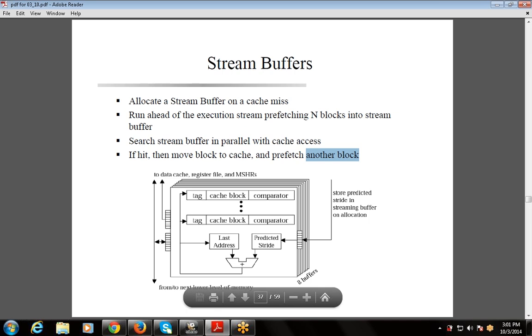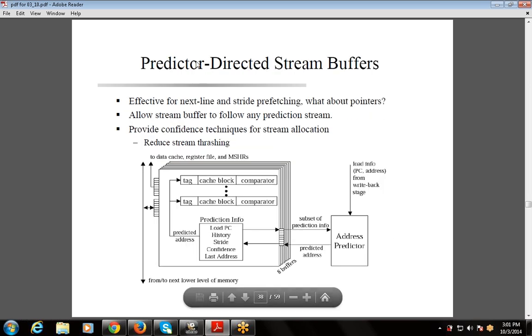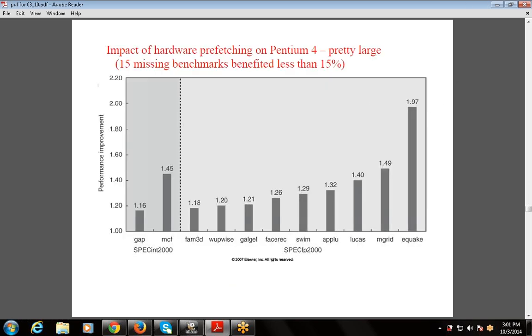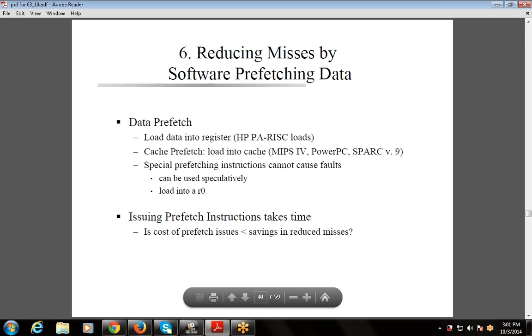This is the diagrammatical representation. There is a tag field, cache block, comparator, tag, cache block, comparator. This is your predictor-directed stream buffers, which is effective for next-line and straight-line prefetching. Pointers allow the stream buffer to follow any prediction stream. This is the impact of hardware prefetching on the Pentium 4. This is the diagrammatical representation.